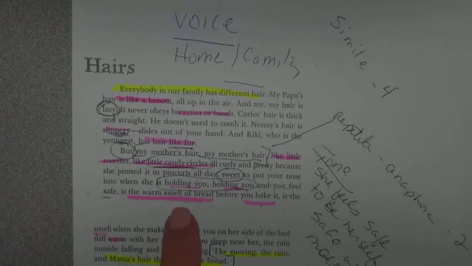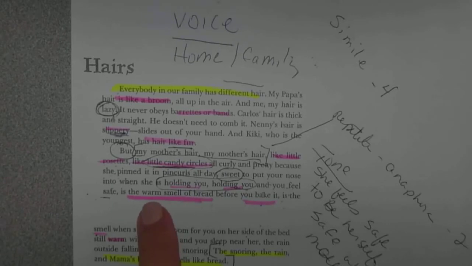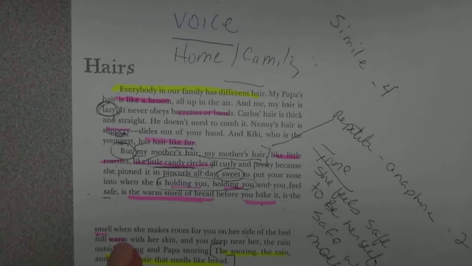And so by using that, we can see very clearly the picture of her mother being everything to her and essentially the family. She is the glue that binds the family together. And she does that through this picture of the warm smell of bread before you bake it. And then when you bake it, oh my gosh, right? The smell of baking bread, even better. Okay? And then, of course, the repetition of the word warm.